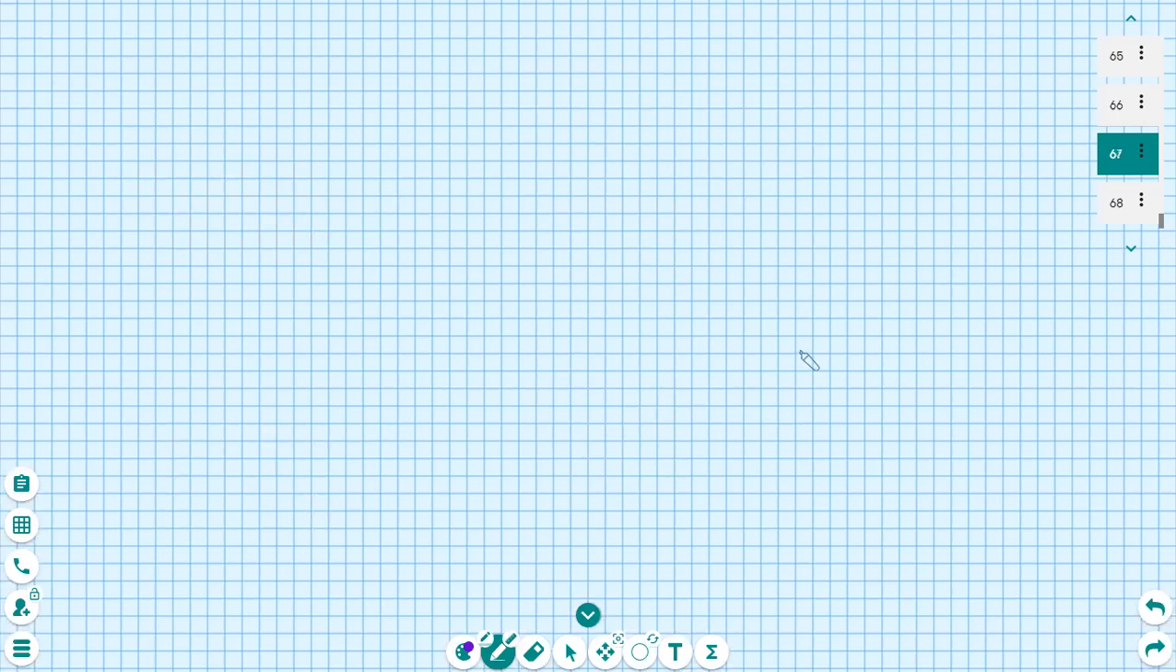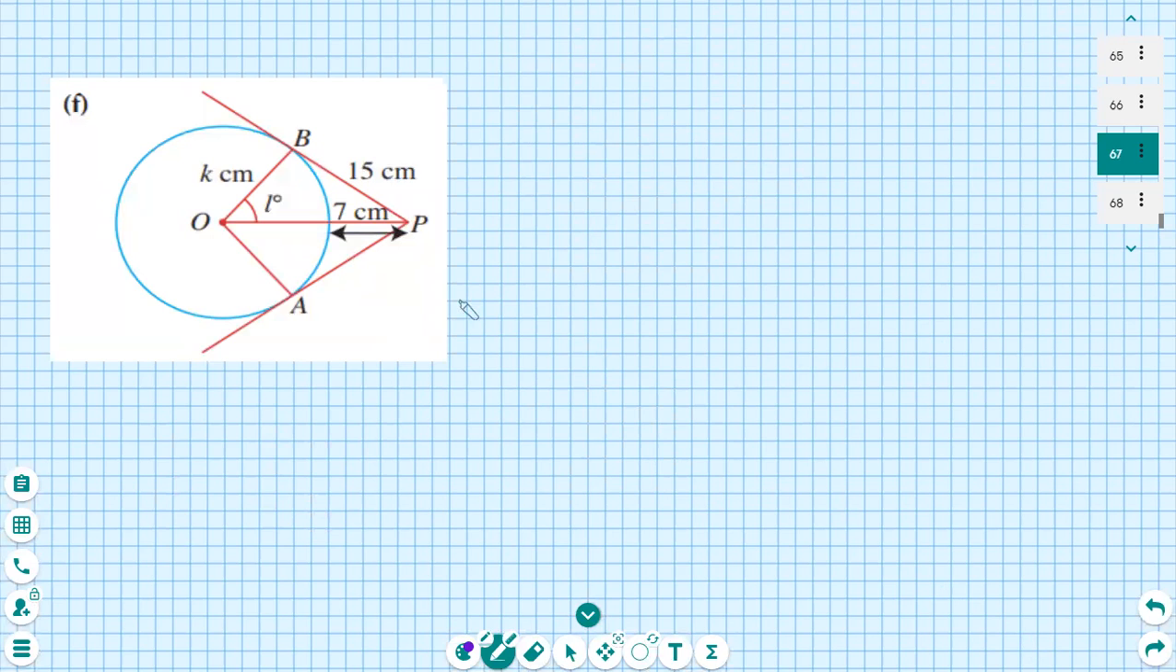Okay, moving towards the next part, part F. So in this part, we have two unknowns L and K. So we know that this is the radius and BP is the tangent. So the angle between them is 90°. Similarly, this angle should be 90 as well. So when the angle is 90° and this side is 7 and this side is radius, so it will be K as well. So we can apply Pythagoras theorem to find the value of K.